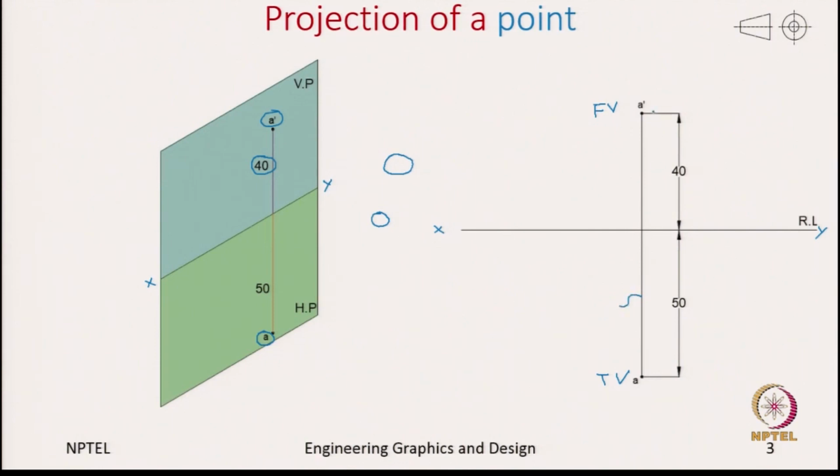This line which connects the same point in the front view and the top view is also called a projector. We also name this line which we use to connect these as the construction line. For construction lines we use thin lines, continuous narrow lines.